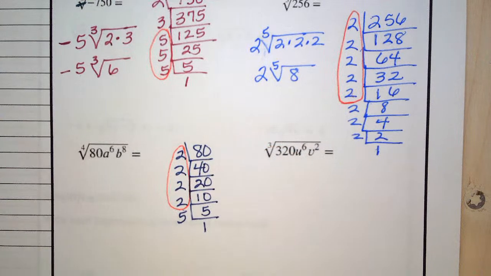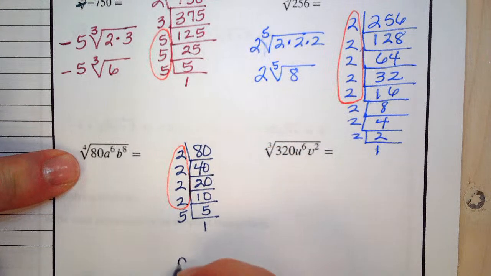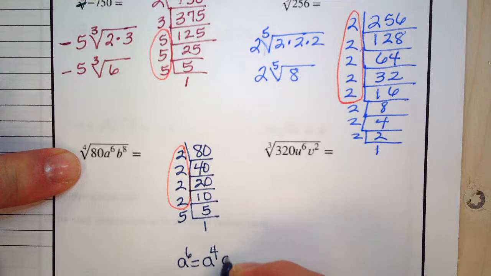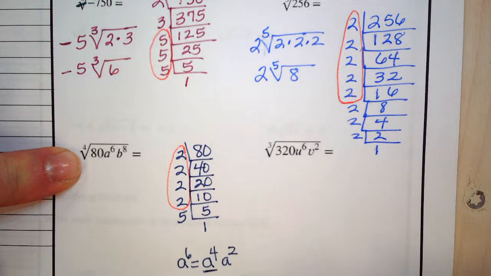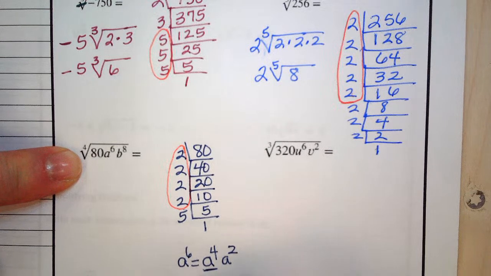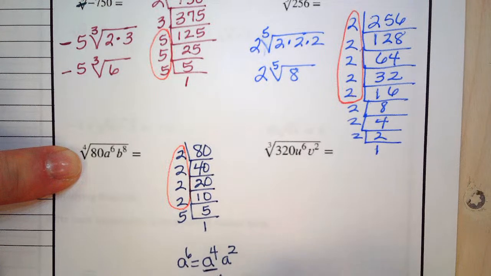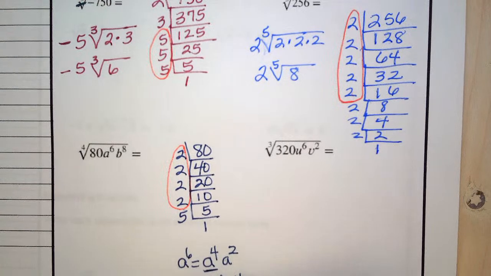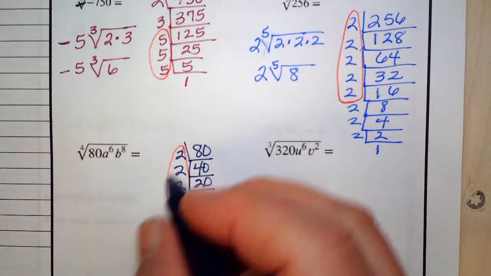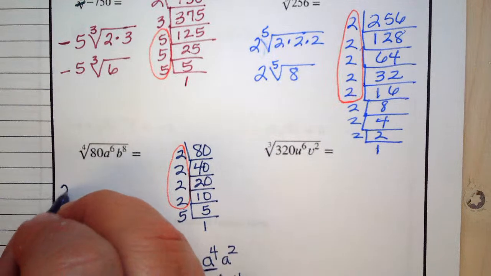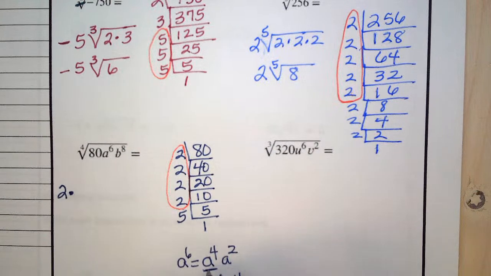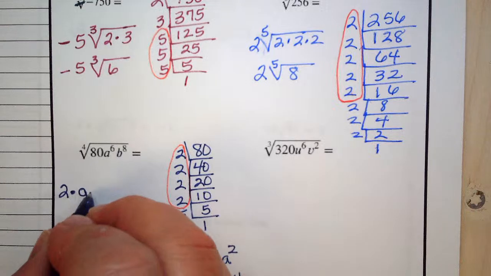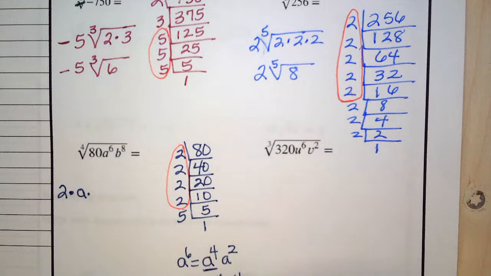4 of a kind and 1 can come out. A to the 6th is equal to A to the 4th, A times A squared. 1 A can come out. B to the 8th is equal to B to the 4th times B to the 4th. So I will be able to bring out 2 B's. So this is going to be 2 times A times B squared.